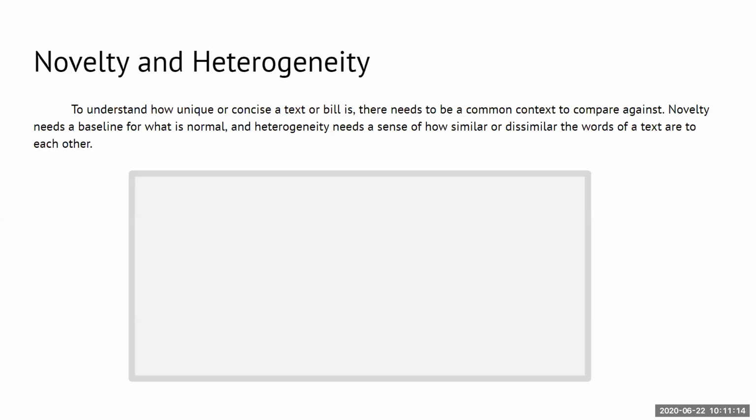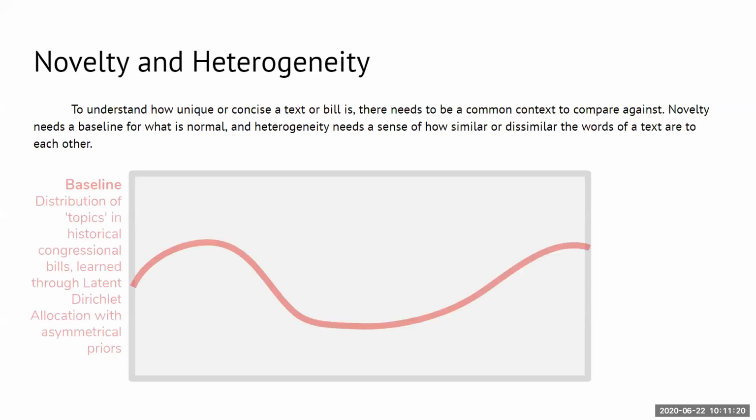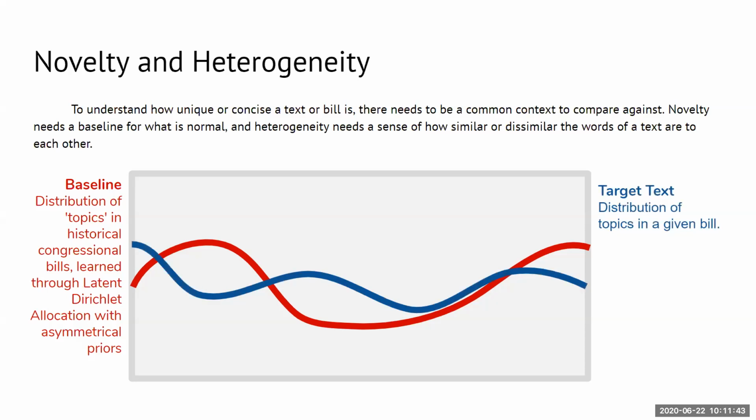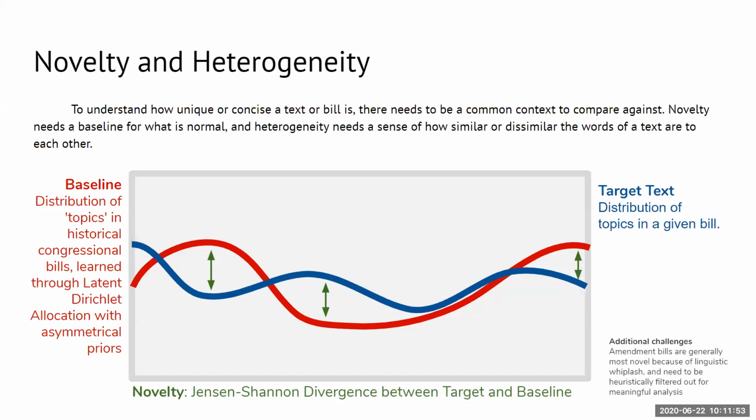For example, to understand how unique or concise a text or bill is, you need something to compare against. And that's what we call a baseline. The baseline can be our distribution of topics, whether in all bills in history or our distribution of topics in a specific comparative context. For example, in a specific Congress from a given year. Then we take our target text and we look at the distribution of topics in that text and compare it to the baseline. Using a process called Jensen-Shannon divergence, then we can quantify how different our bill is from what's typical.